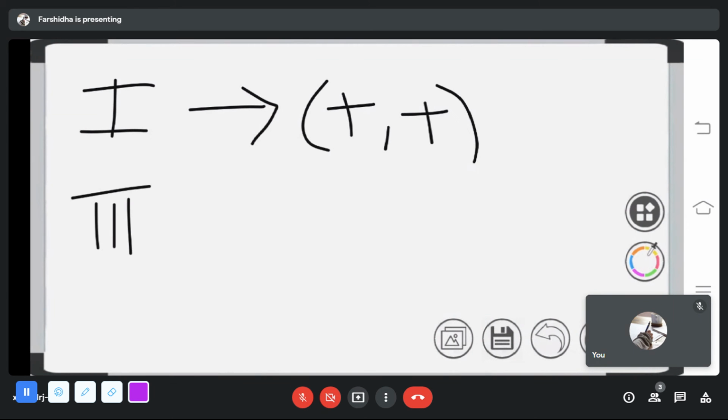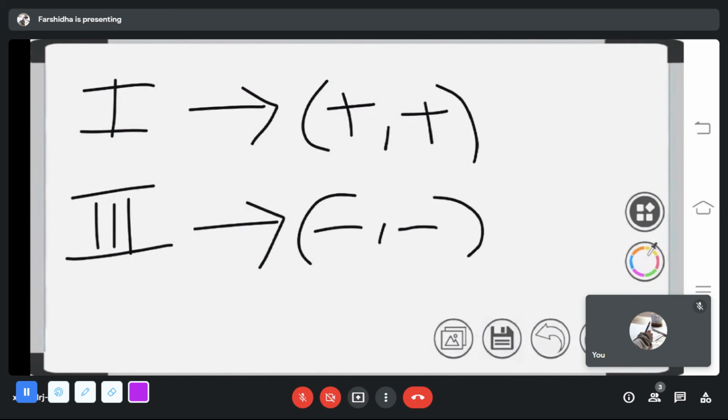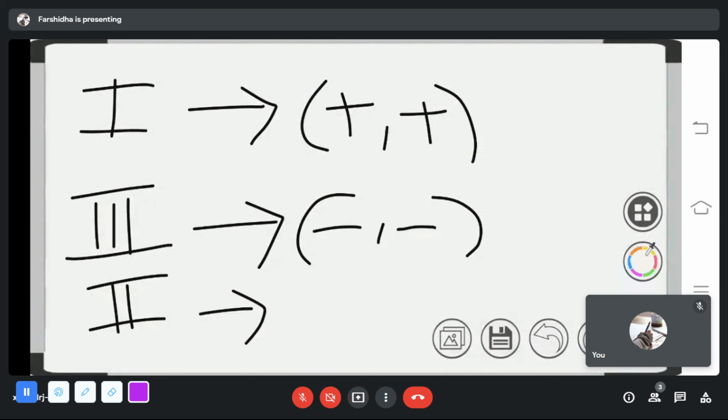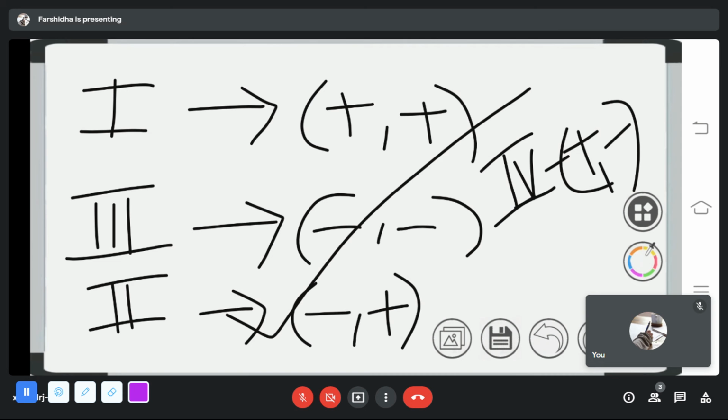Now the third one. Minus, minus. Second: minus and plus. Don't change the order. So the last one, fourth: plus and minus. Keep it in your mind. This is important.